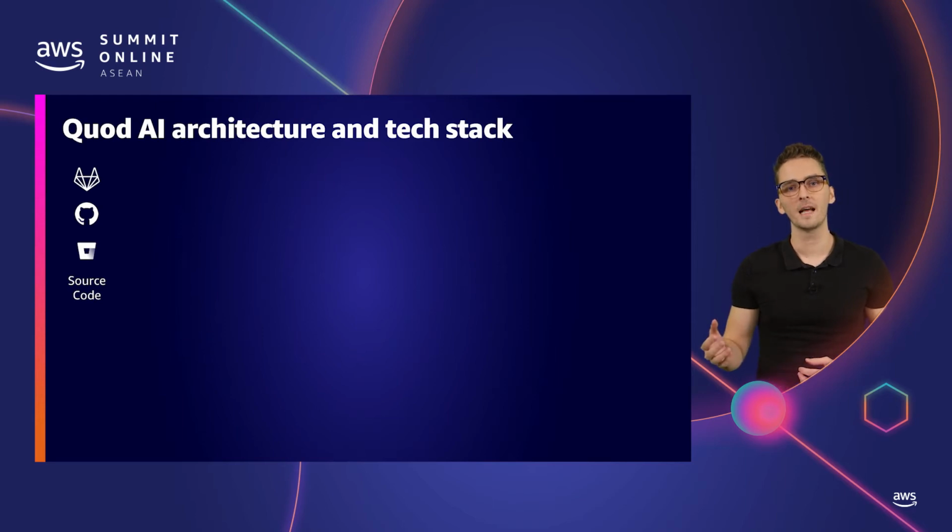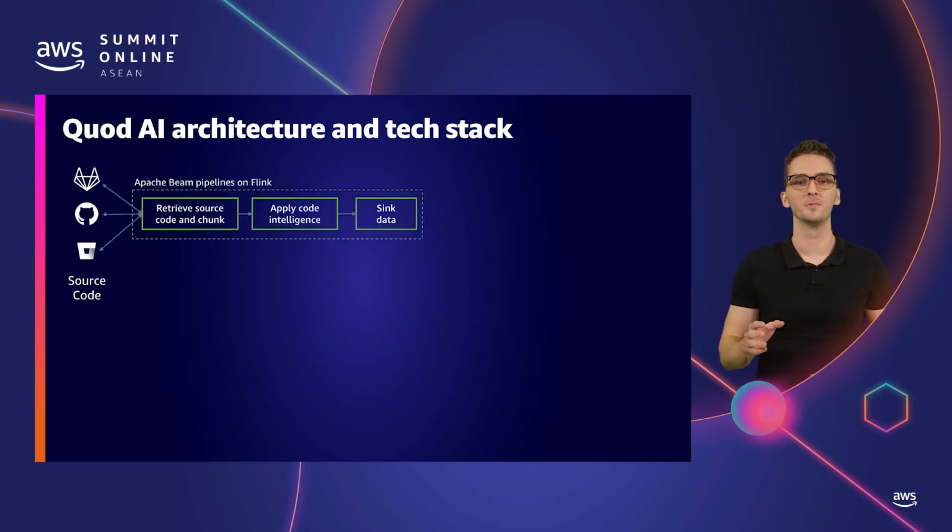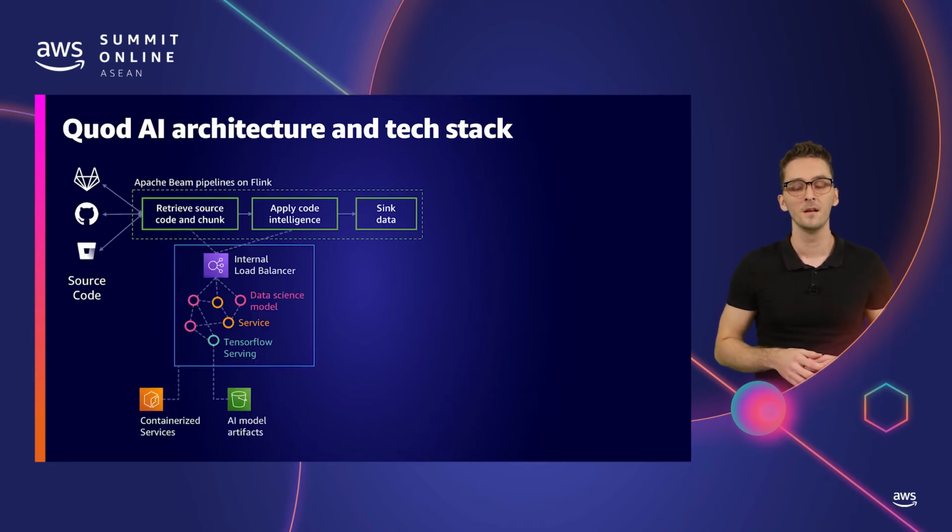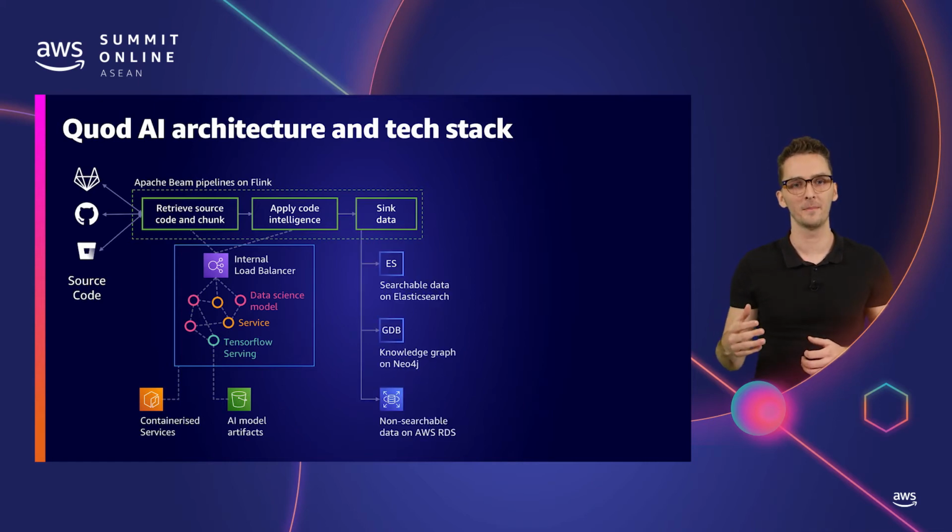We currently support GitLab, GitHub, and Bitbucket. From there, our data pipelines retrieve your source code and split it into code snippets. On these snippets, we apply several layers of code intelligence. Some parts of the code intelligence are generated inside of the pipeline. Other parts are served through a network of data science models and services. All the services are accessible through an internal load balancer and are deployed as Docker containers that are pulled from the Elastic Container Registry.